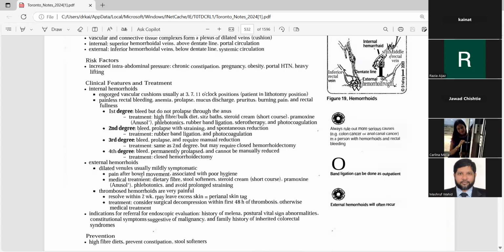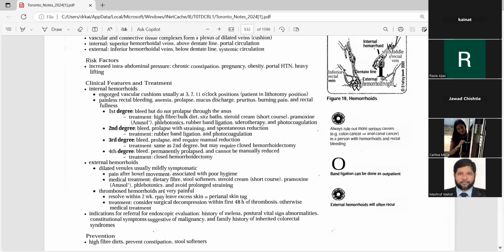Pain after the bowel movement. So after pain, associated with the poor hygiene. It's mainly with the poor hygiene, dietary fibers, stool softeners, steroid cream, paroxamine, phlebotomics, and all this. Even I saw some of the cases where they do give tacrolimus cream too. I'm not sure why, but that also helps.